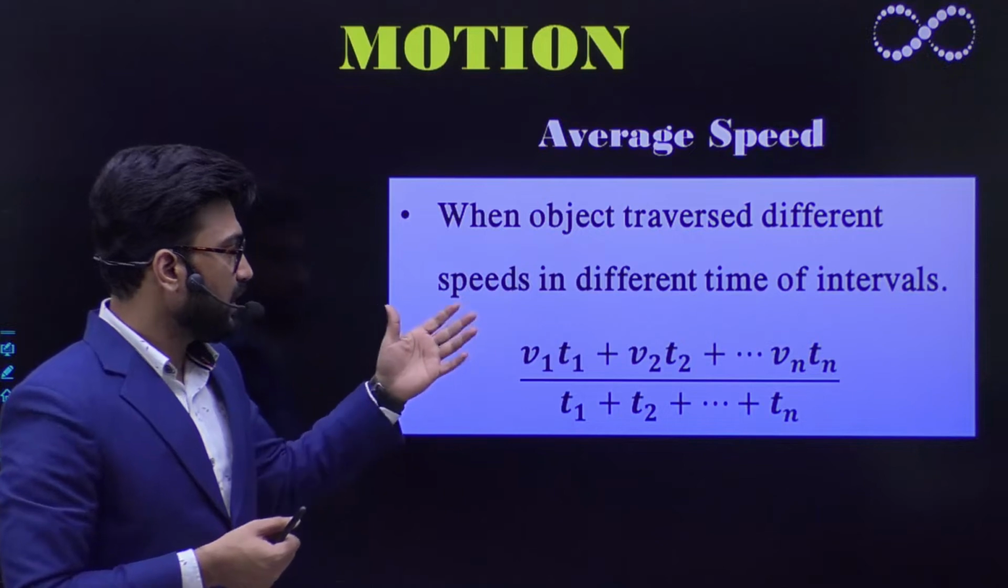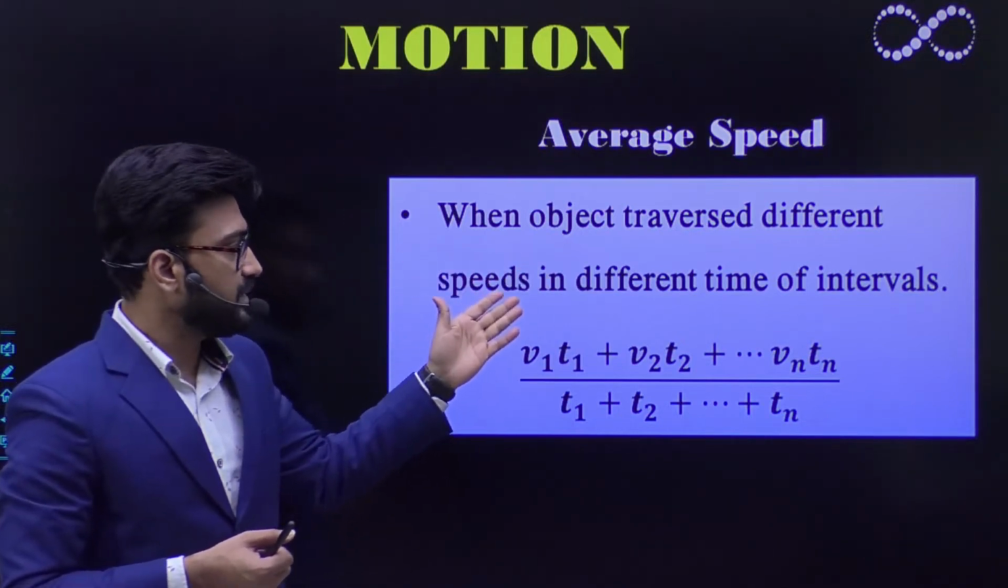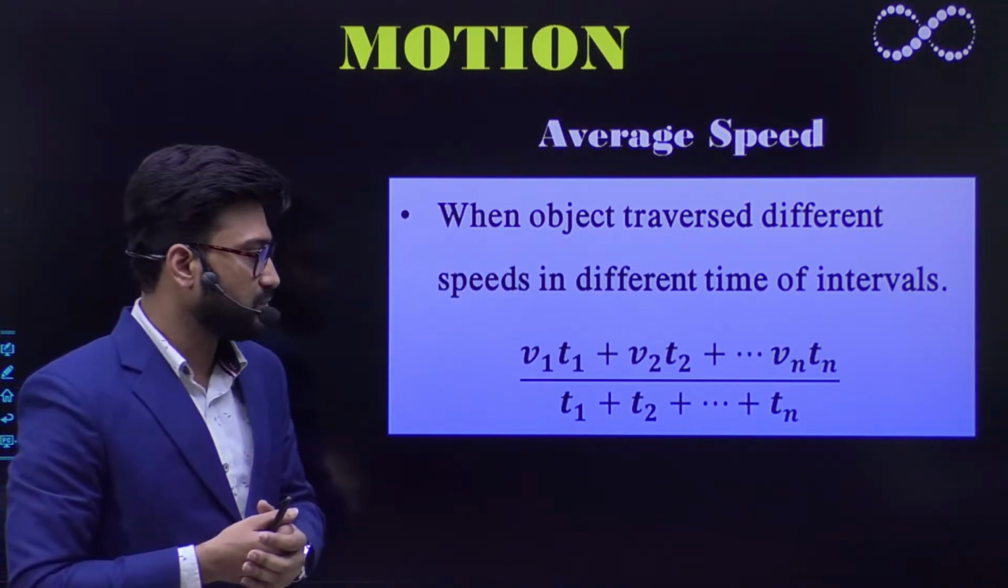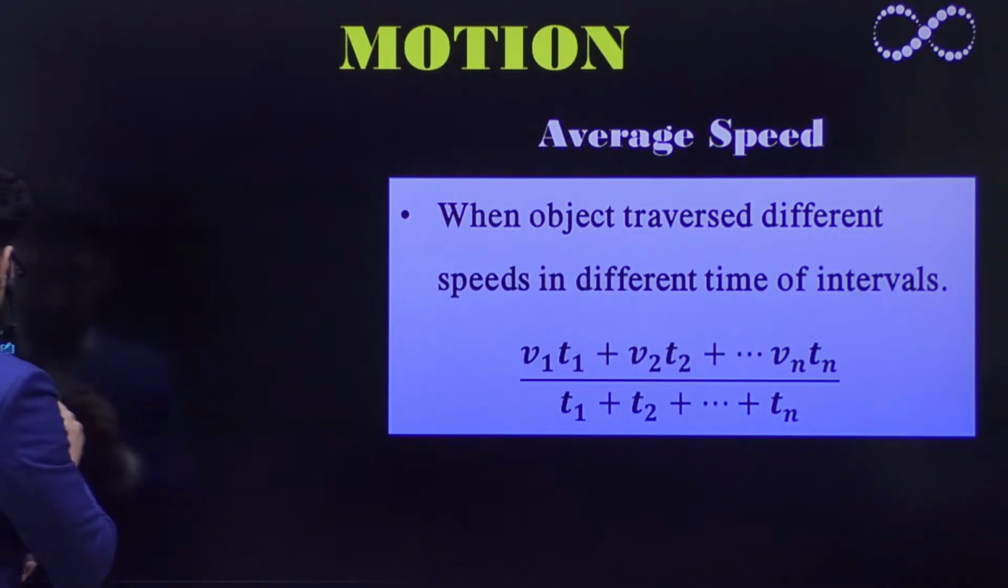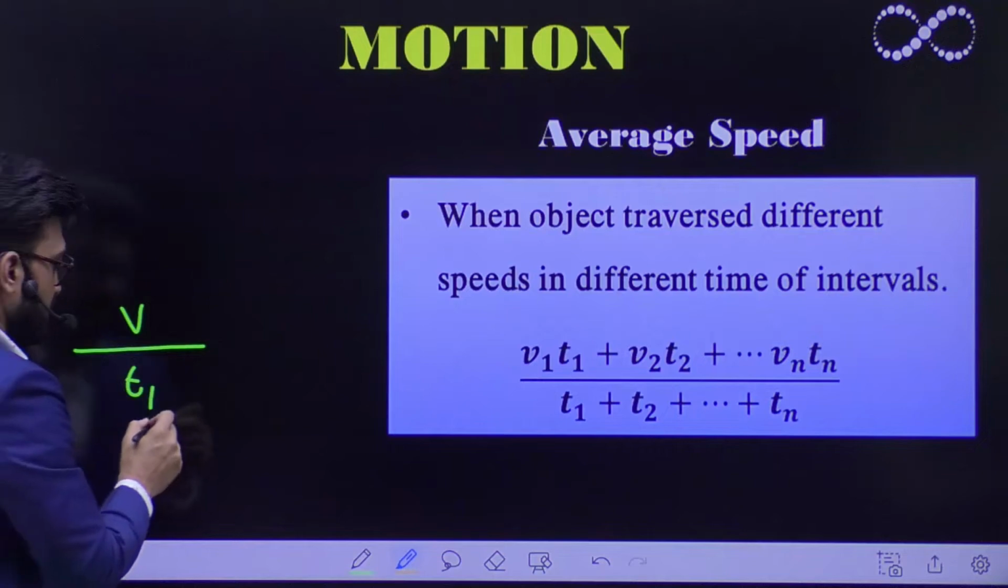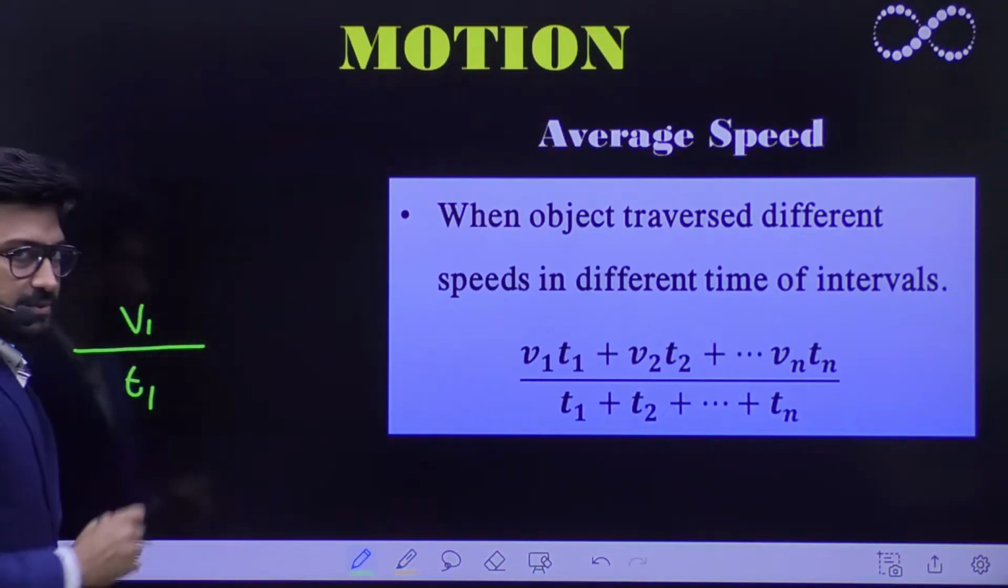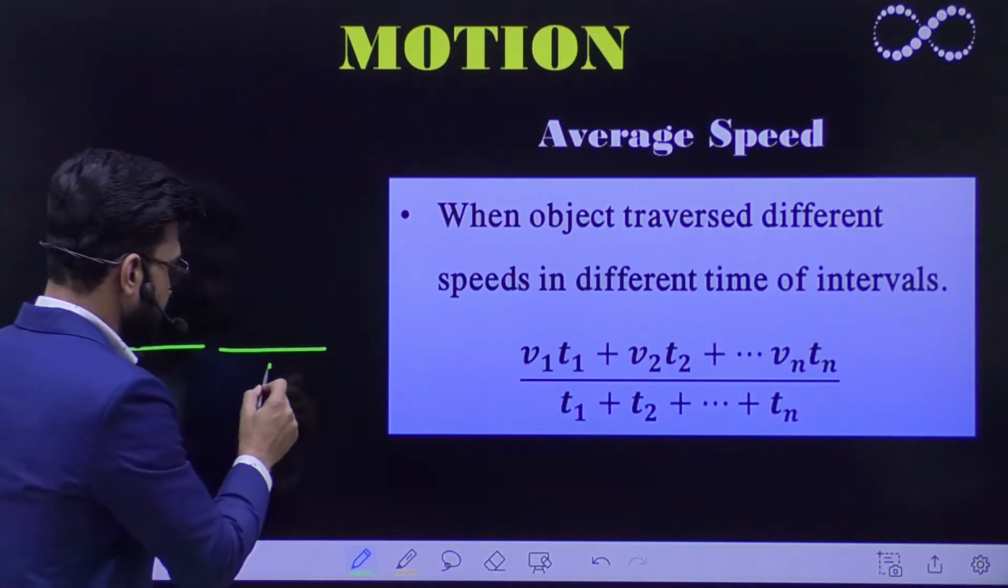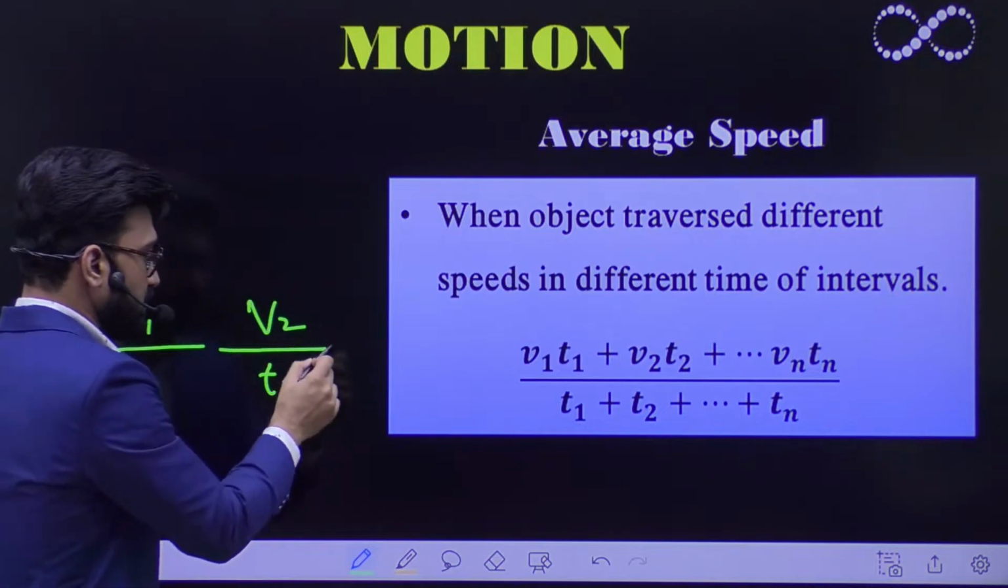Average speed is when an object travels with different speeds in different intervals of time. So that means if the time is different, okay, and a body is traveling with the speed of v1 in t1 time, it is traveling with the speed of v2 in t2 time and so on.